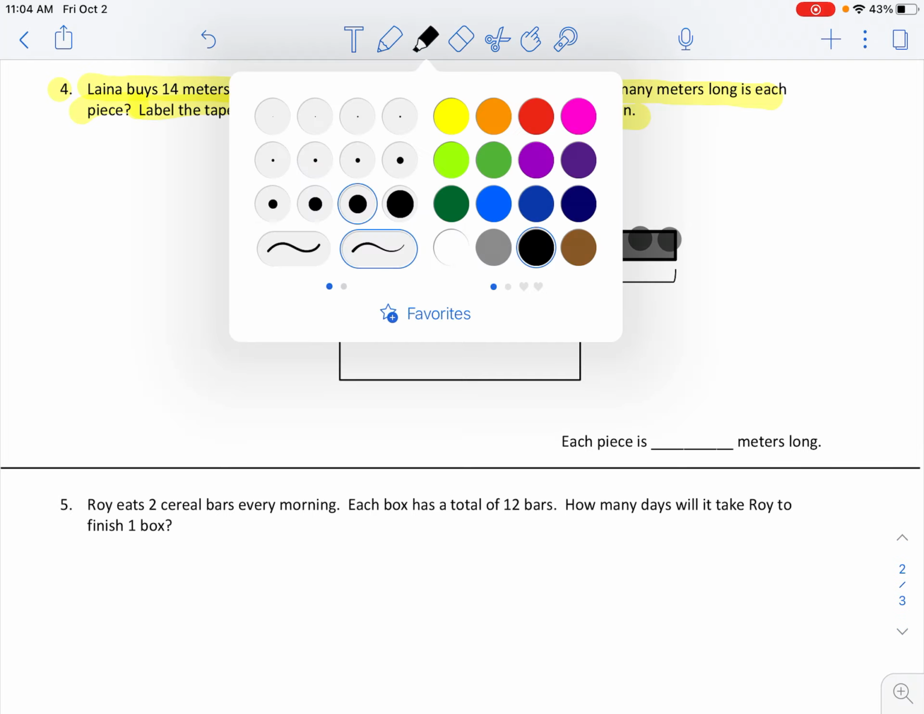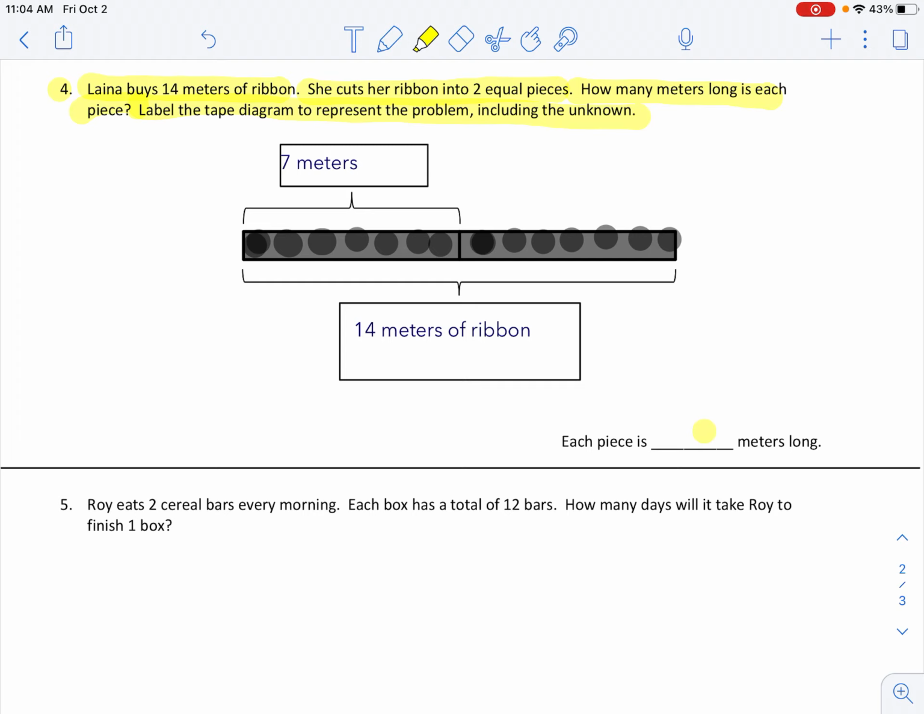Okay, and now it's asking me to put an answer right down here. Each piece is how many meters long? It's 7 meters long.